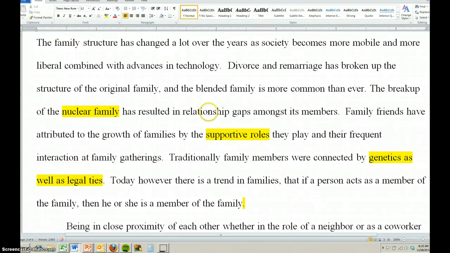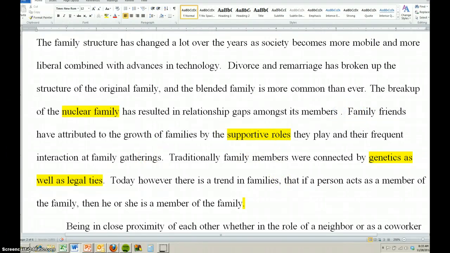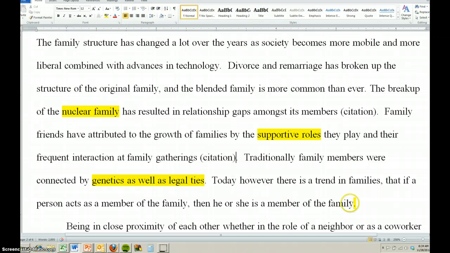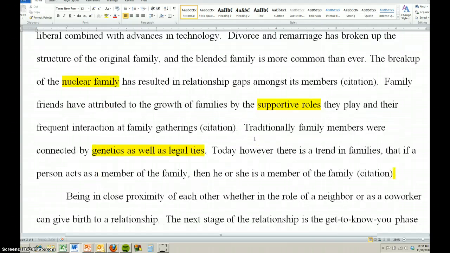So really, we need three citations. We need a citation here. We need a citation here. And we need a citation here. Why? Because these are all from different pages in the same chapter. So that's why we need three different citations, because these are three different pages. So that is the last example here of paraphrased information that doesn't have a citation. That would be considered plagiarism.